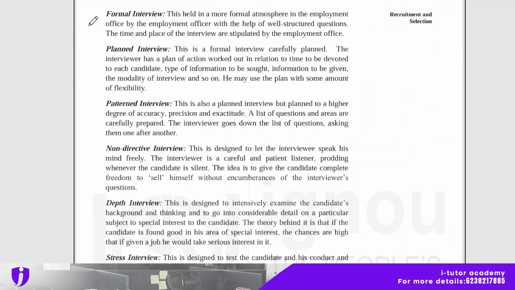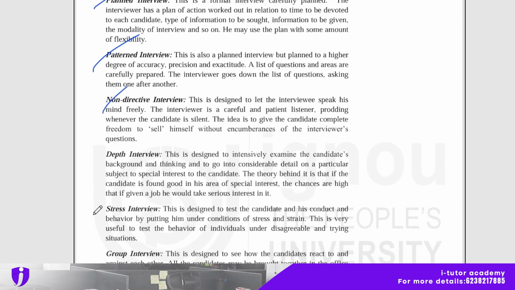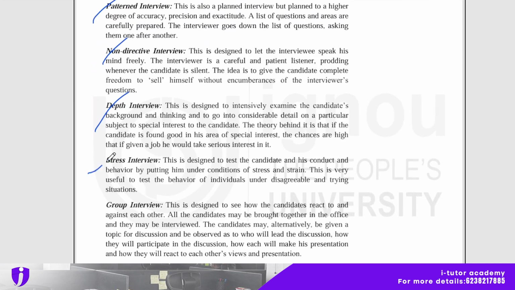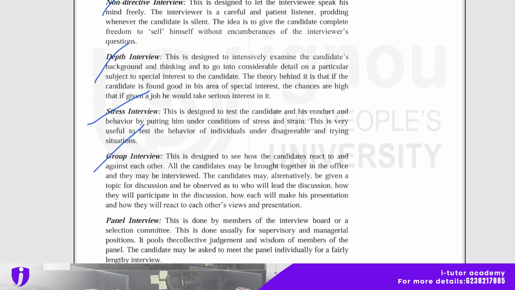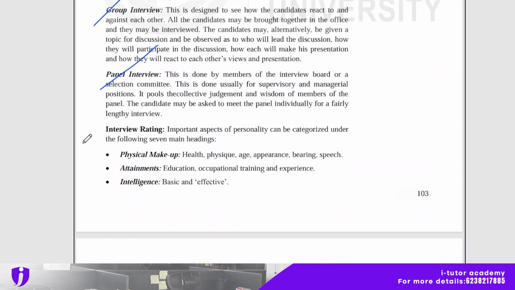This is held in a more formal atmosphere in the employment office by the employment officer with the help of well-structured questions. And next is patterned interview. Patterned interview is there, non-directive interview, depth interview, stress interview, group interview, panel interview, and interview rating. What is interview rating?